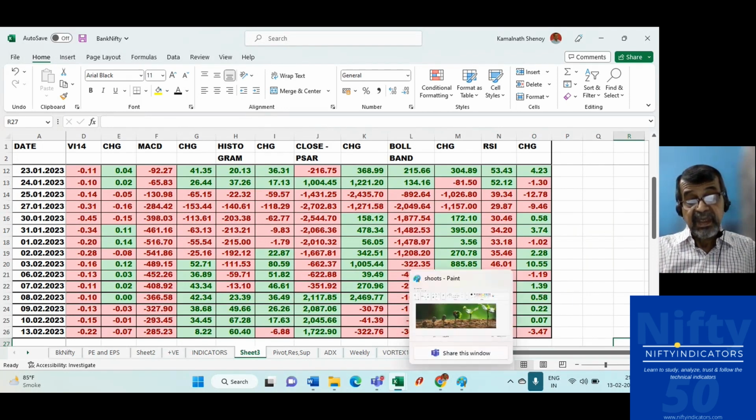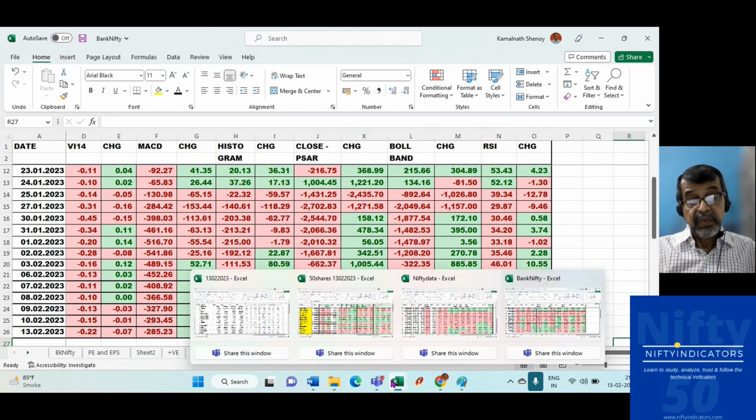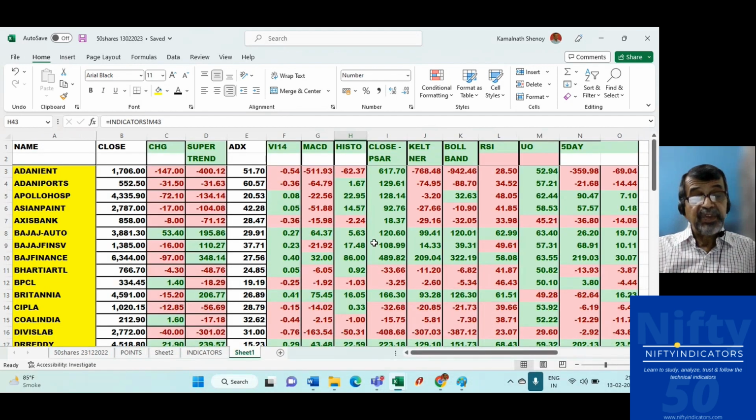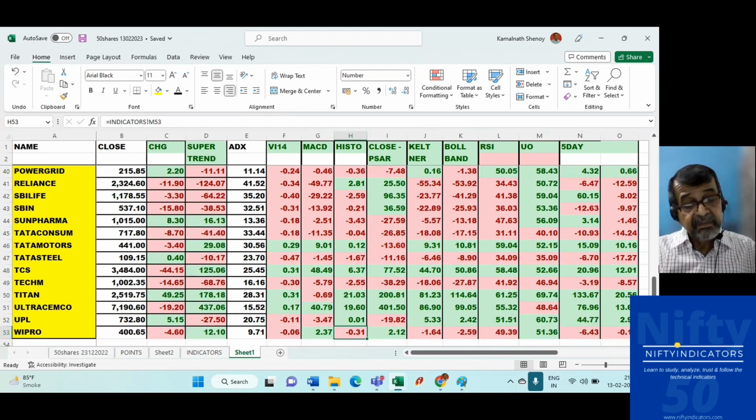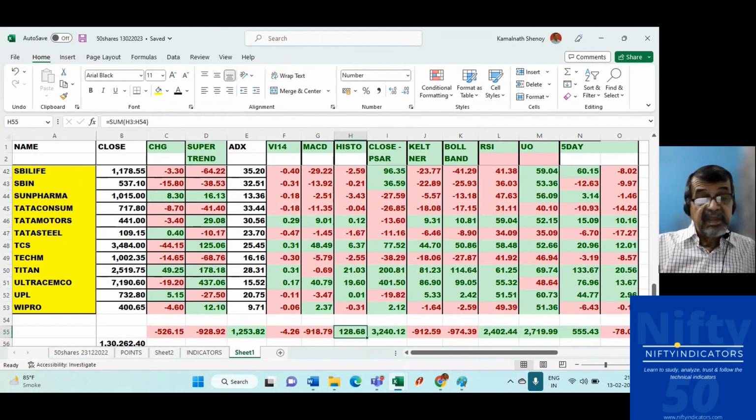And then let us go to the Nifty 50 components indicators. The Nifty 50 components indicators, in, of course, alphabetical order. Have a look at it. This is the next page. This is the way it is.